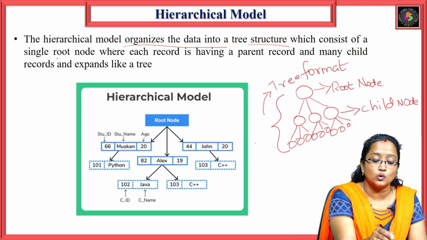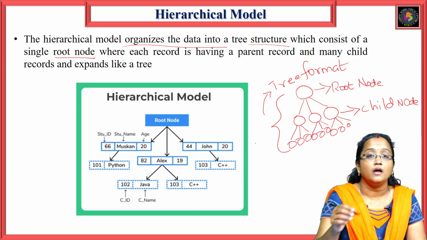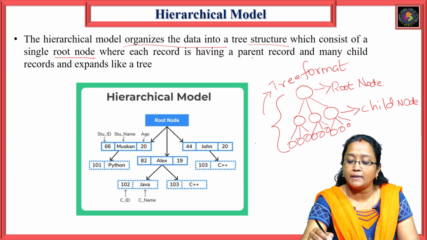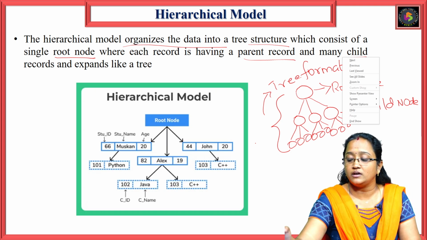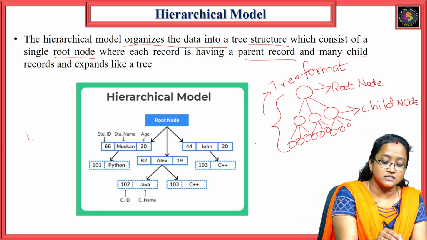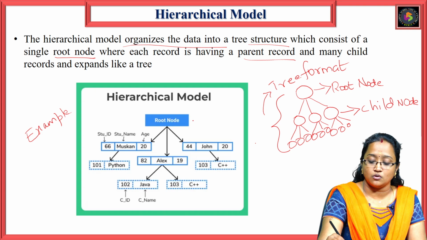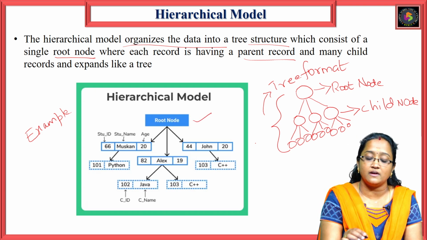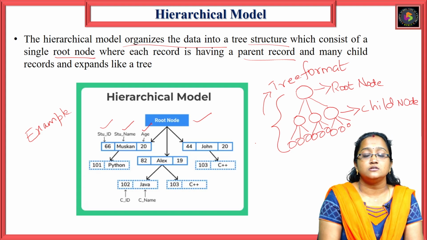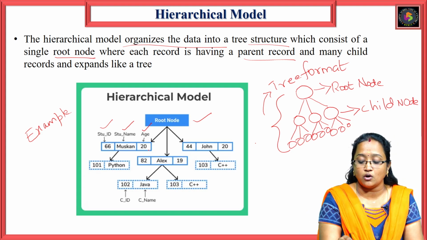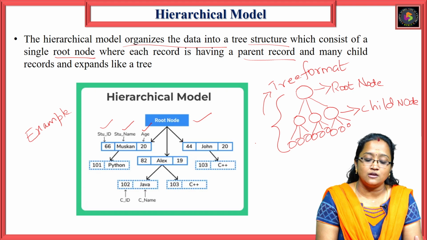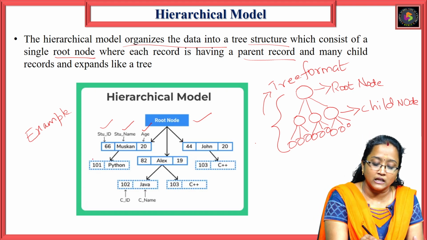It consists of a root node, where each node has a parent record and many children. For example, here this is our root node. We can take it as one table. In the table, we have student ID, student name, and age. We have given 66, Muskan, 20, and 44, John, 20. So student ID, student name, then age. Next we insert the values for the students who registered for a particular course: course ID and course name.